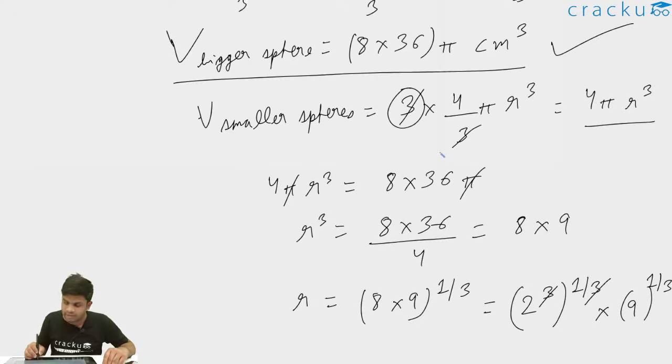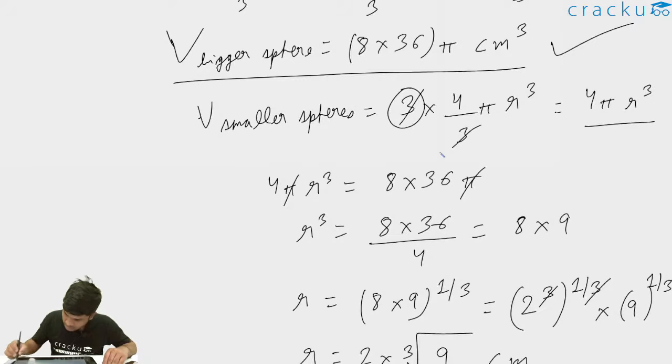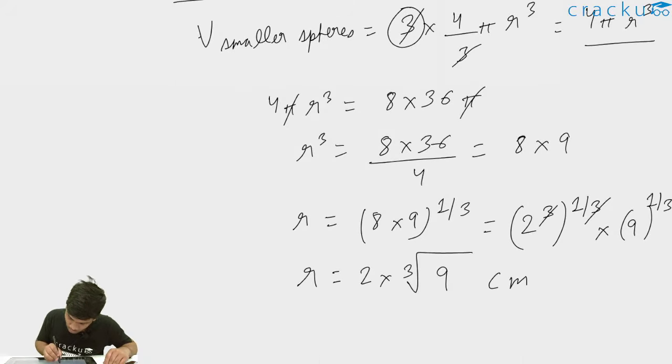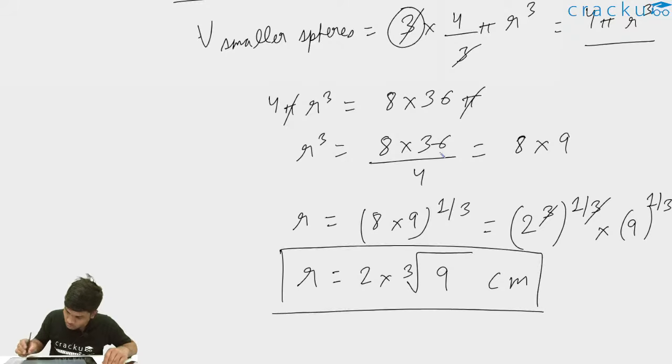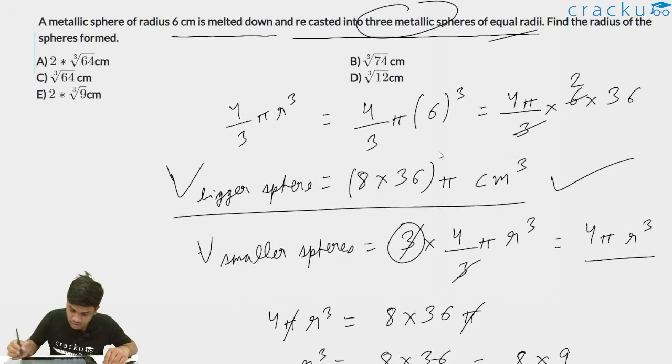This 3 and this 3 will cancel out. You will get 2 to the power 1, which is 2, into 9 to the power 1 by 3, which is cube root of 9. So this is the radius of the smaller spheres, 2 into cube root of 9 centimeter. So the answer is option number E, which is 2 into cube root of 9 centimeter.